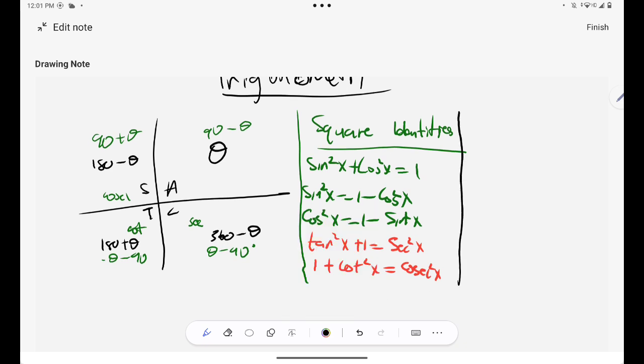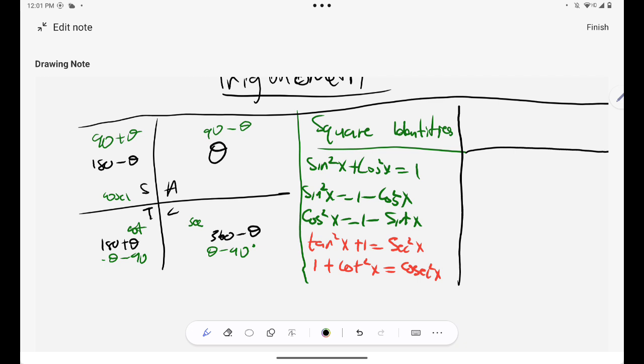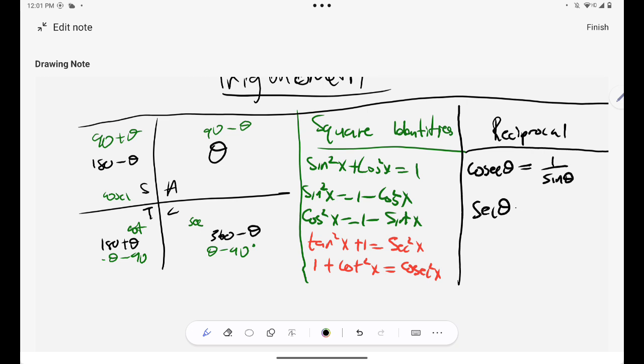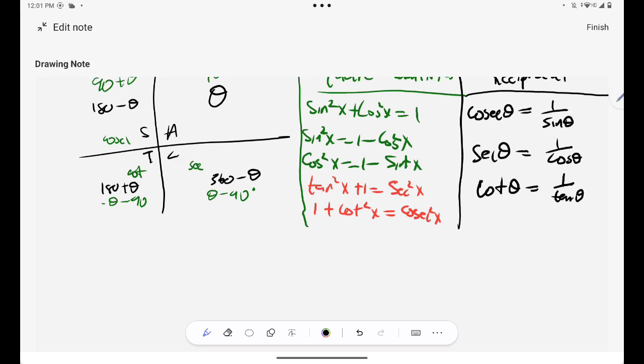And then the other identities, né? We have reciprocal identities. The most important ones are: cosec of an angle theta can be written as 1 over sine theta. Sec of an angle theta can be written as 1 over cos theta, and then cot of an angle theta can be written as 1 over tan theta, all together.